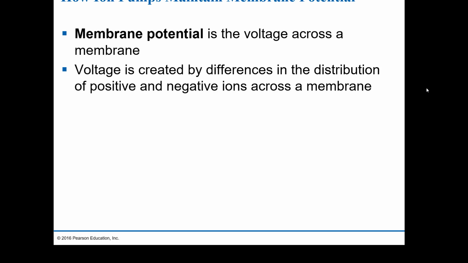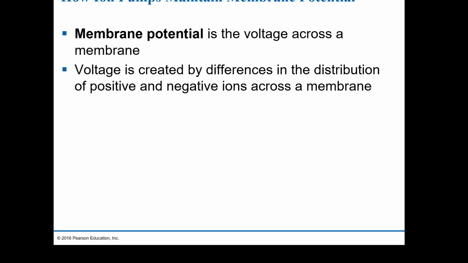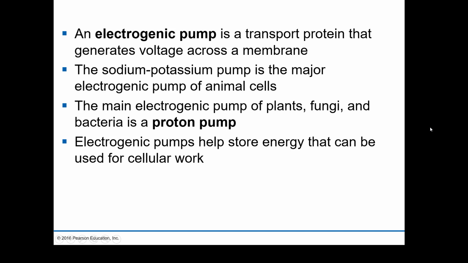So membrane potential is the voltage across the membrane, and voltage is created by differences in positive and negative ions across the membrane. So those ion pumps help maintain membrane potential. Two combined forces, collectively called the electrochemical gradient, drive the diffusion of ions across a membrane. A chemical force is the ion's concentration gradient, and there's an electrical force, which is the effect of the membrane potential on the ion's movement. Basically, the electrochemical gradient drives diffusion of ions across the membrane.